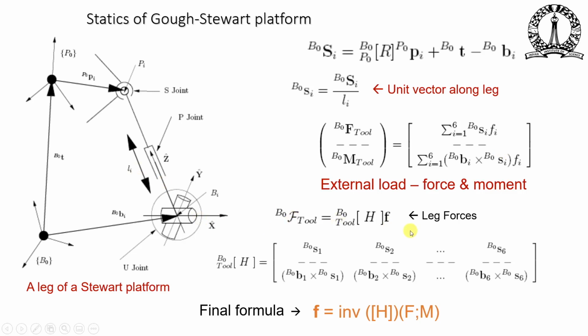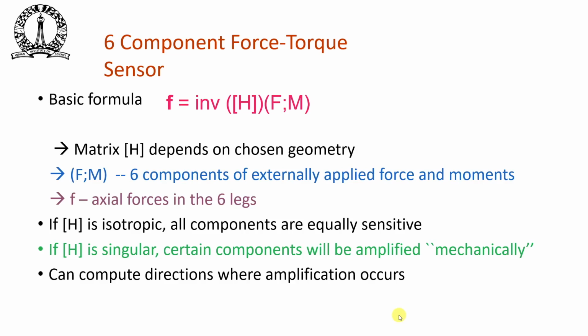We can rewrite it this way. The elements of this H matrix are nothing but the unit vectors along each leg and the moment of this unit vector with respect to the B0 fixed coordinate system. So the first column is B0 S1, then B0 B1 cross B0 S1 and so on. Eventually what we can write is that F is H times f. We can also invert this H matrix and write f as the inverse of H into F comma M. This is the starting point of a Stewart platform based 6-component force-torque sensor.